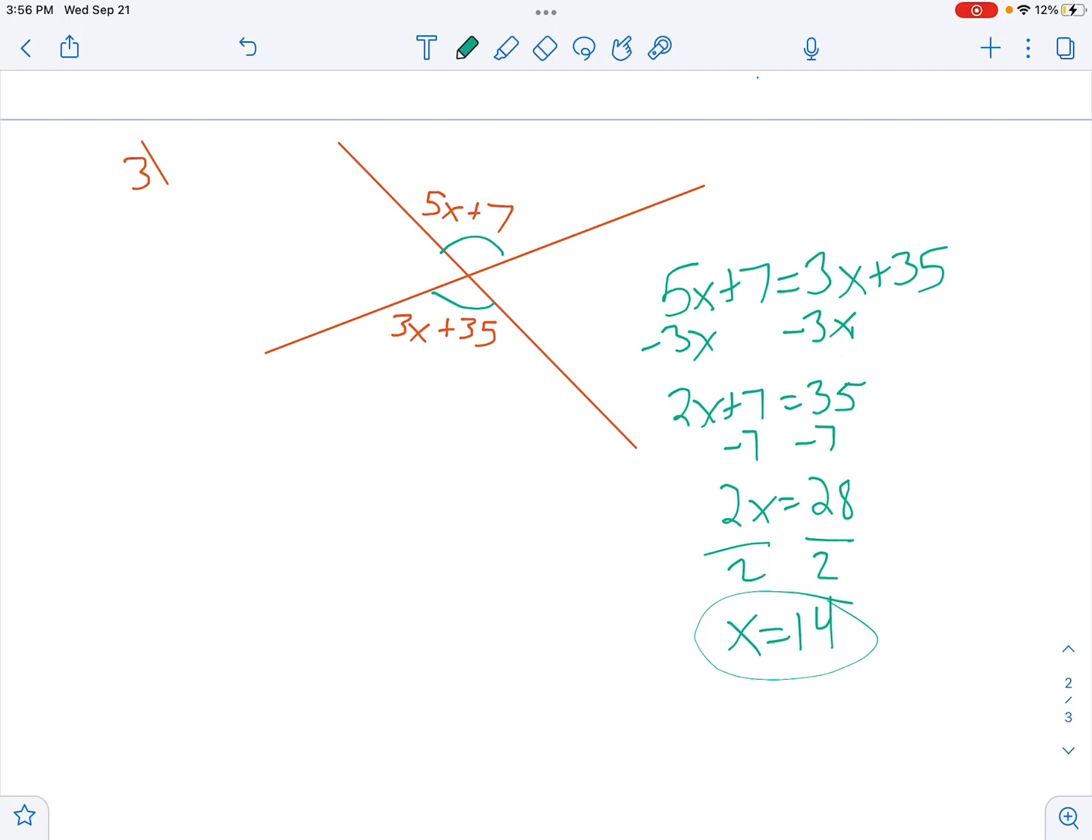If you needed to figure out the actual angle, you can plug it in for either x and it'll give you the angle. Both of these should come out to be exactly the same.